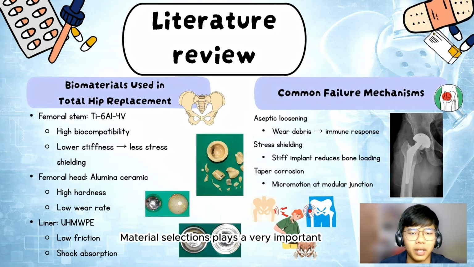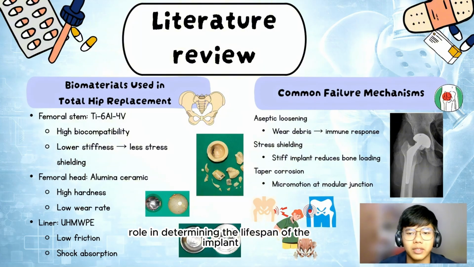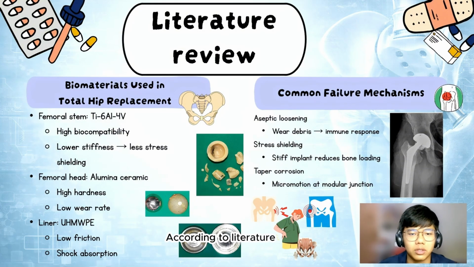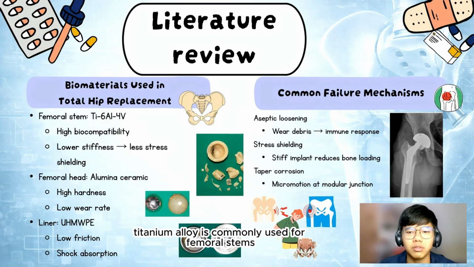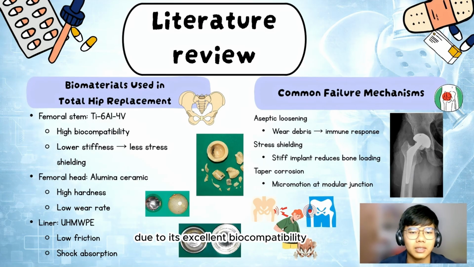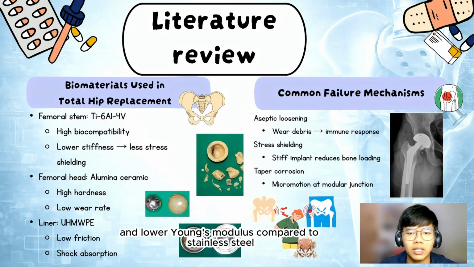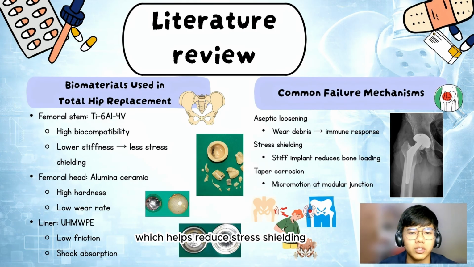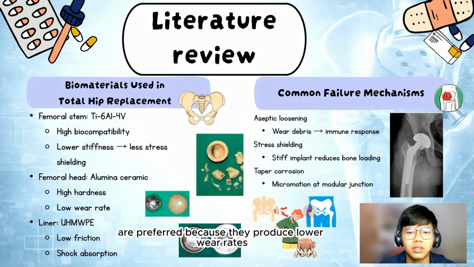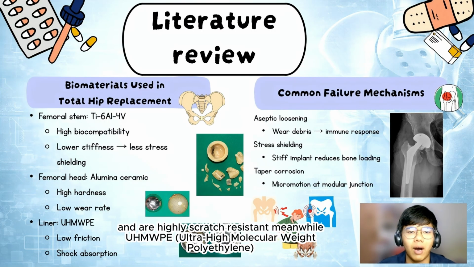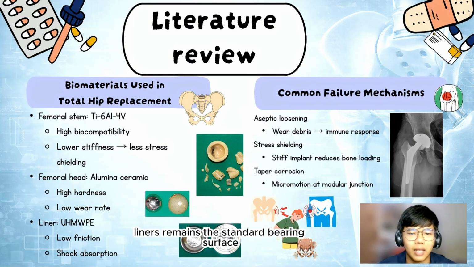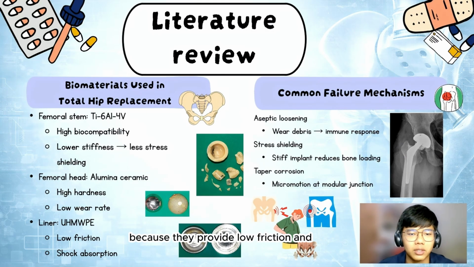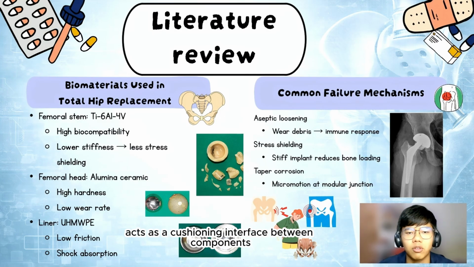Material selection plays a very important role in determining the lifespan of the implant. According to literature, titanium alloy is commonly used for femoral stems due to its excellent biocompatibility and lower Young's modulus compared to stainless steel, which helps reduce stress shielding. Ceramic femoral heads are preferred because they produce lower wear rates and are highly scratch resistant. Meanwhile, UHMWPE liners remain the standard bearing surface because they provide low friction and act as the cushioning interface between components.